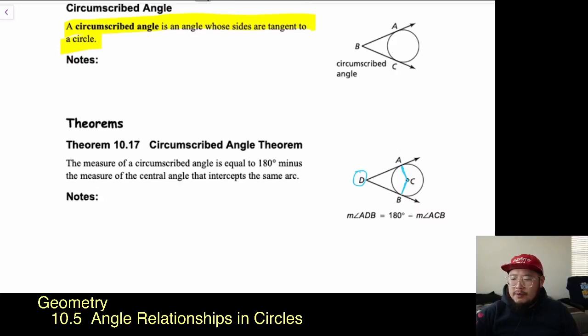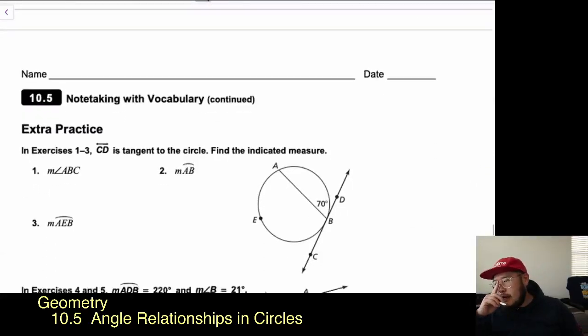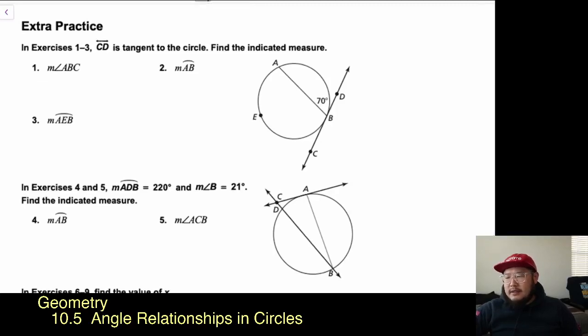So let's see how we could put all this stuff together. Here we go with the extra practice right here. Taking a look at exercises 1, 2, and 3, all based off of this diagram. Okay, so it starts off. It says CD is tangent. Line CD is tangent to the circle. So then we can go ahead and use the theorem that we just learned, which was Theorem 10.14, the tangent and intersected chord theorem.